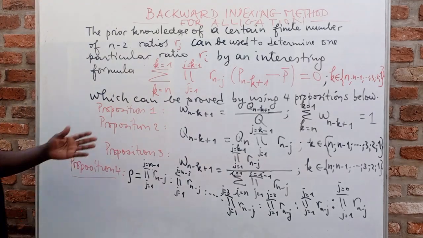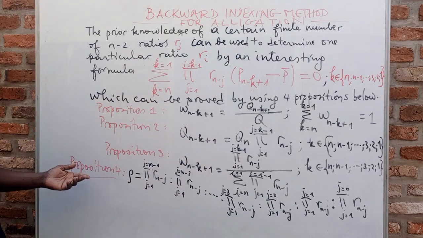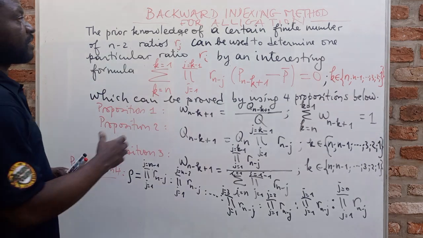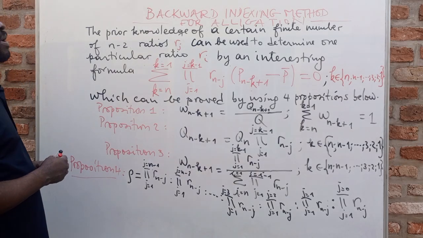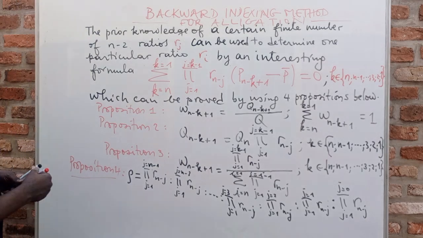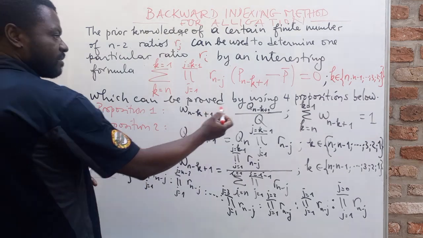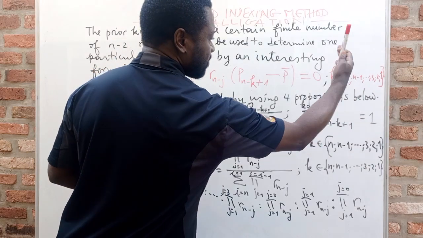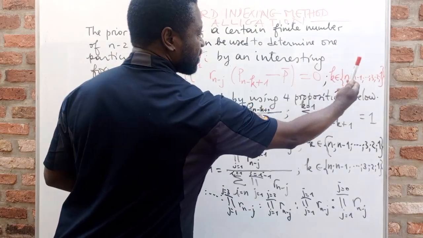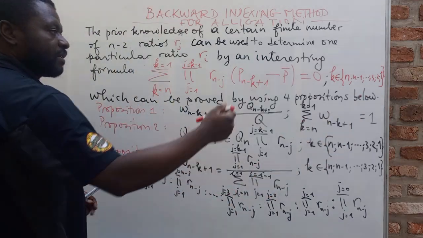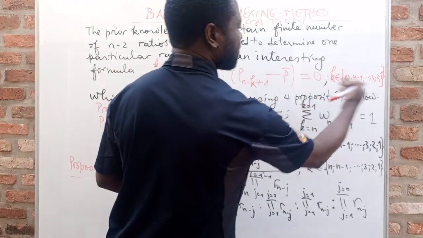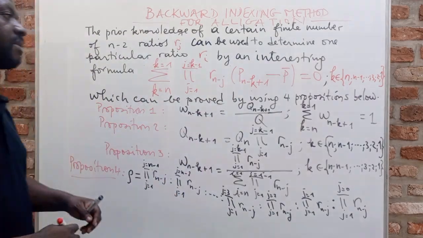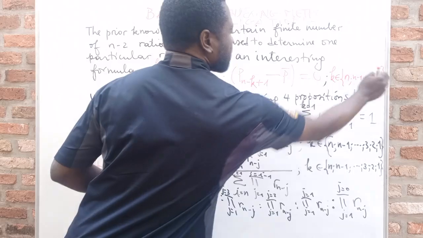Okay, so in this case, we have 4 propositions, 1, 2, 3, 4, which are similar to the case of the forward indexing method. And here, you should remember that for index k, you start with the largest index, then 1 unit less than the previous, and so on until you get to the first unit, 1. Unit 1 comes last.